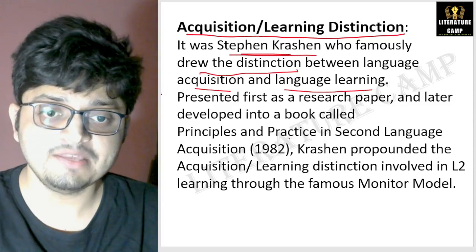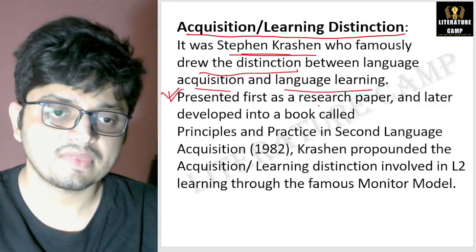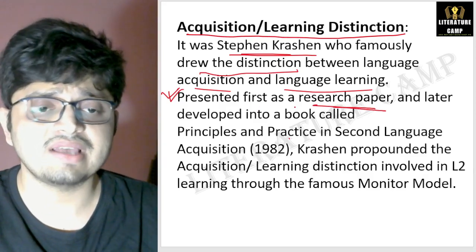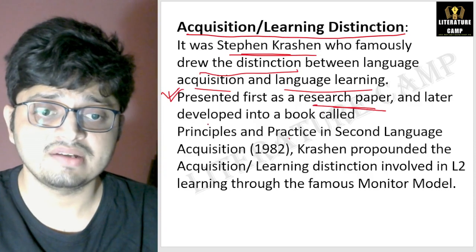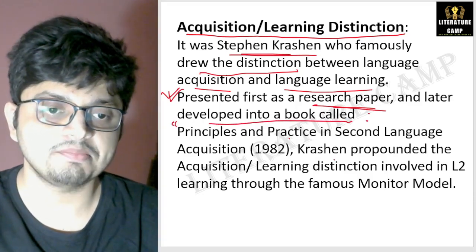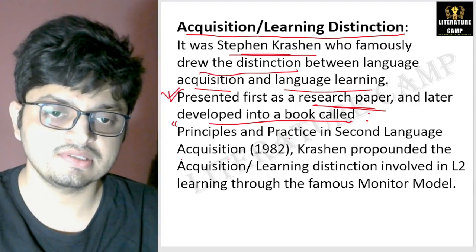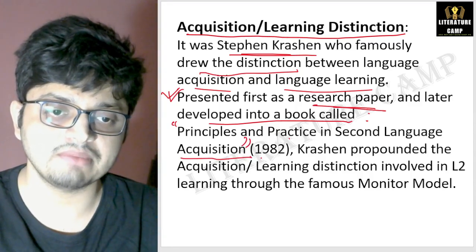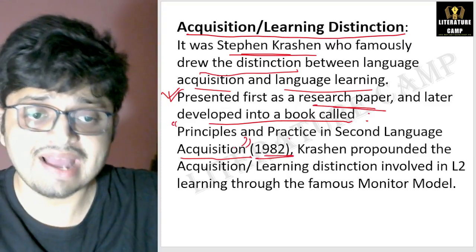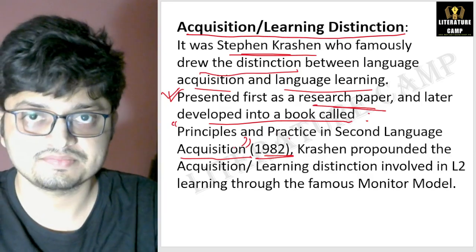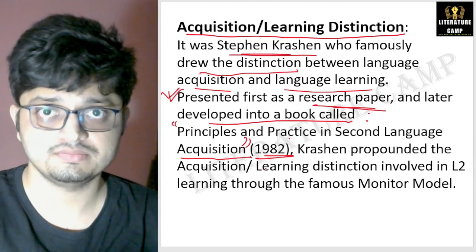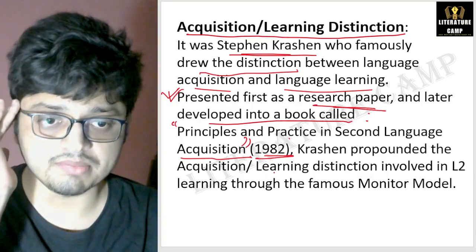All right, and he presented it first as a research paper, then later on developed it into a book called Principles and Practice in Second Language Acquisition. This is very much important. Please make a note of this. Published in 1982. Simply they can ask: Principles and Practice in Second Language Acquisition, who wrote it? So it is Stephen Krashen. Published in 1982. This is also something that you need to remember.